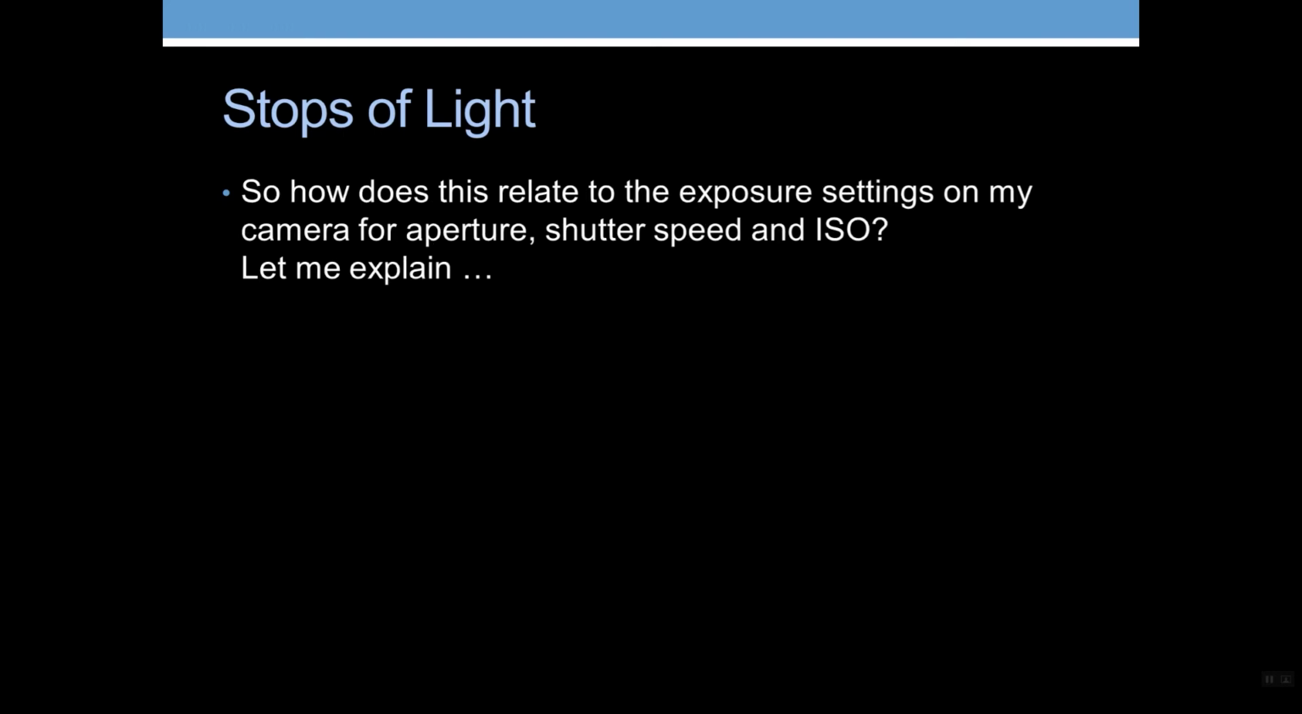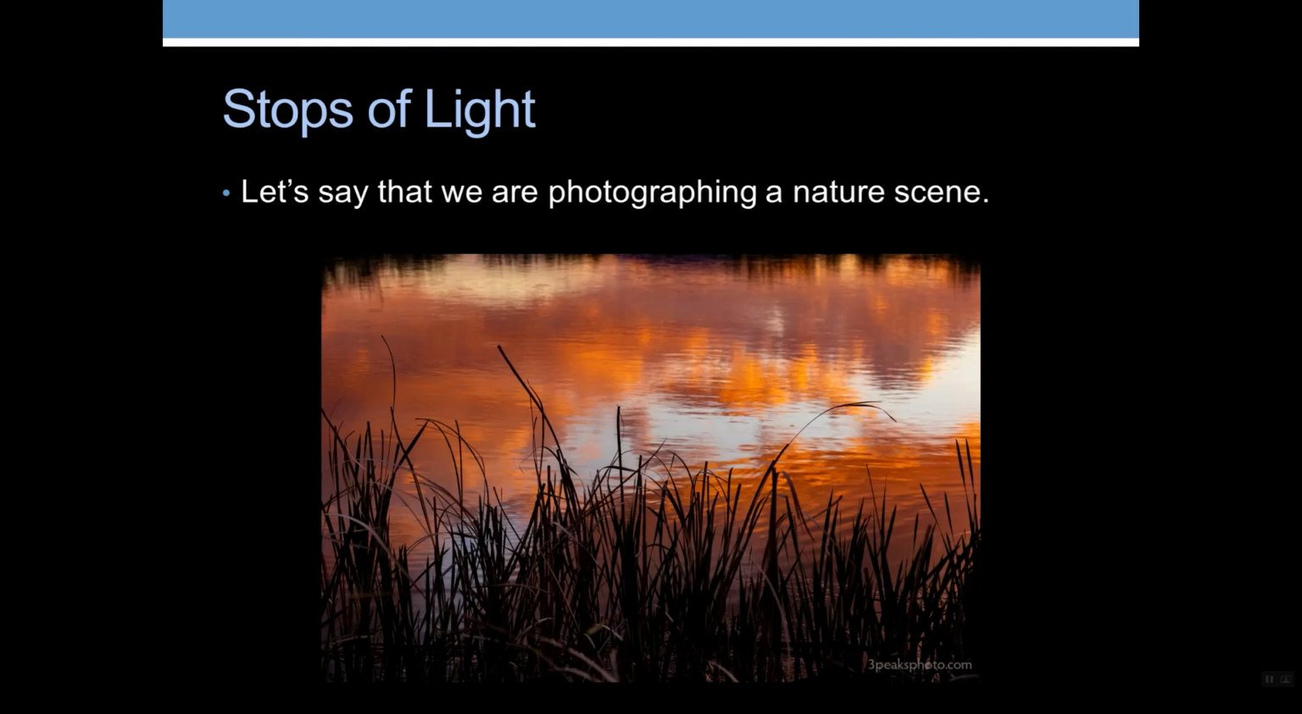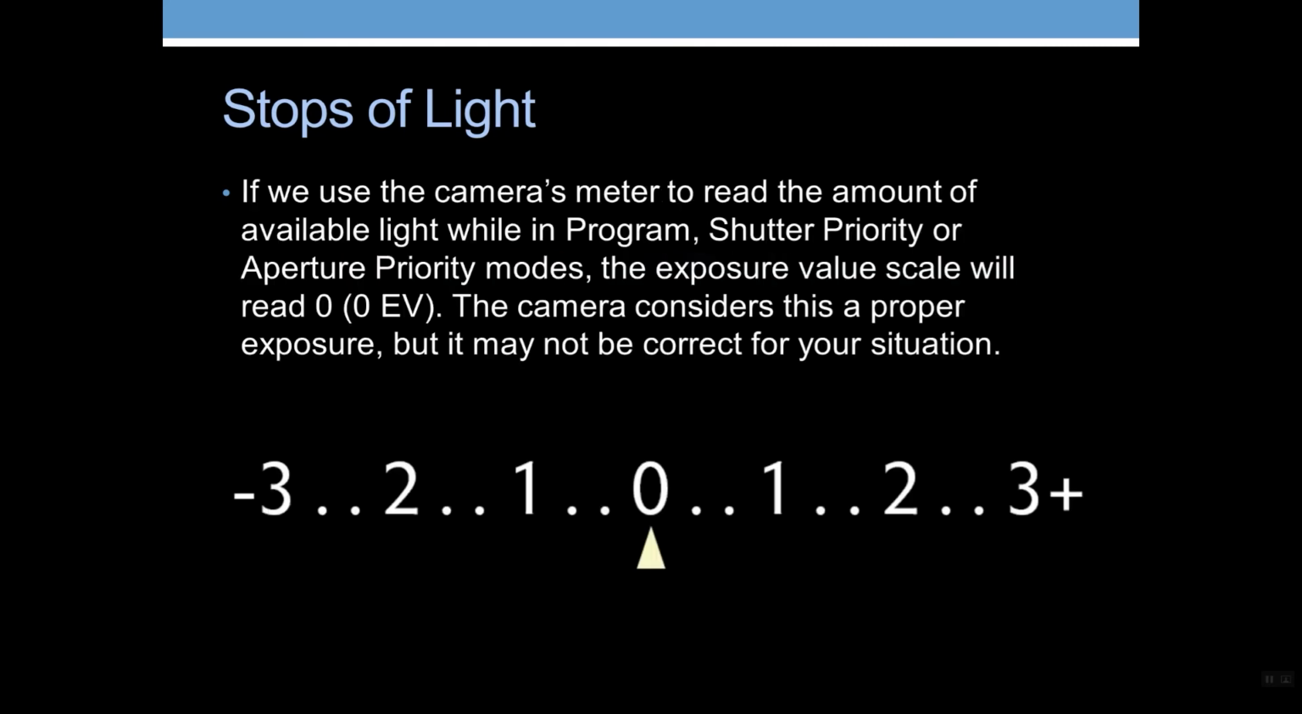So how does this relate to the exposure settings on my camera for aperture, shutter speed, and ISO? Allow me to explain. Let's say that we're photographing a nature scene such as this one. If we use the camera's meter to read the amount of available light while shooting in the program, shutter priority, or aperture priority modes, the exposure value scale, which you see below, will read 0 or 0 exposure value.